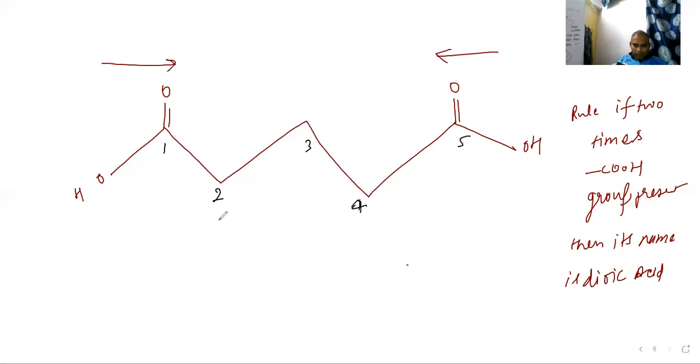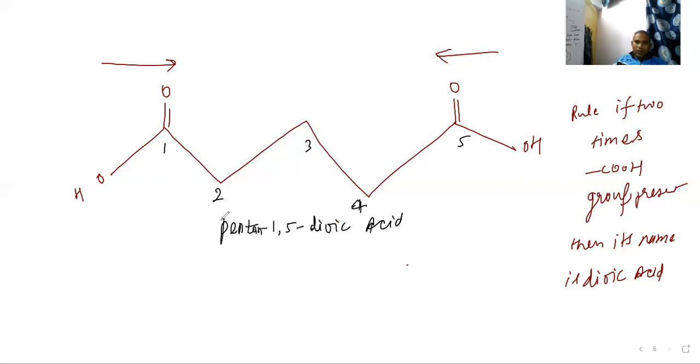Pent, dash, ene. Single bond is there now, so pentane. Okay, pentane. 1,5 dioic acid. Position we need to write now.